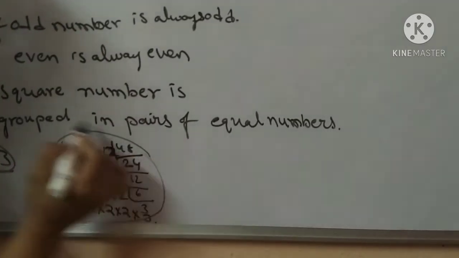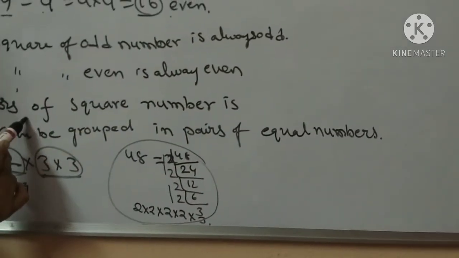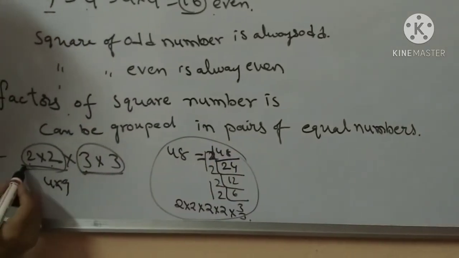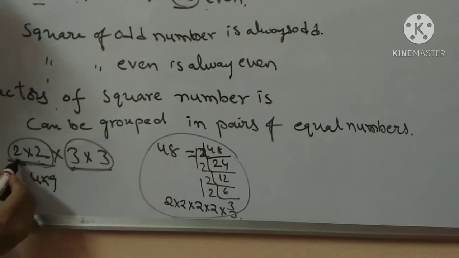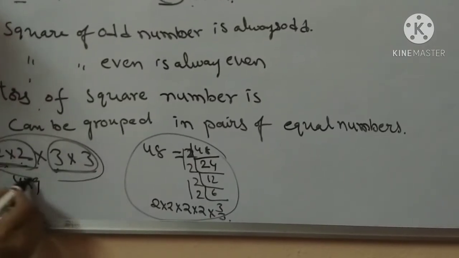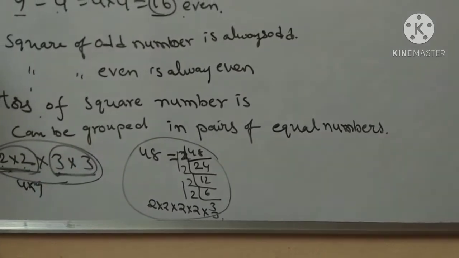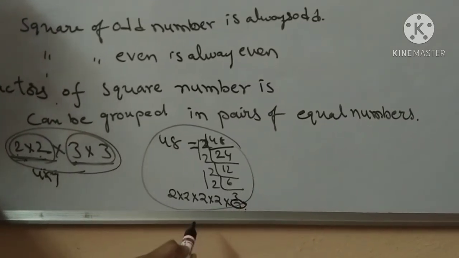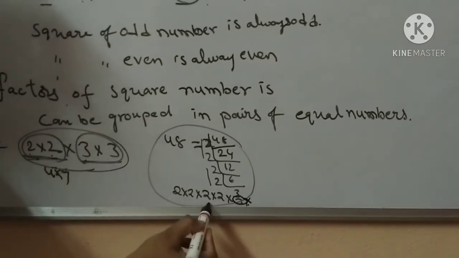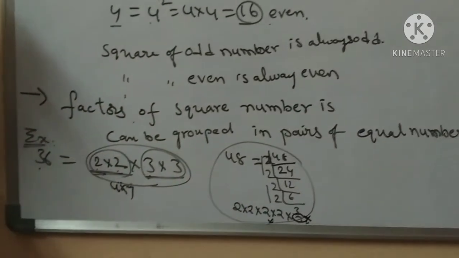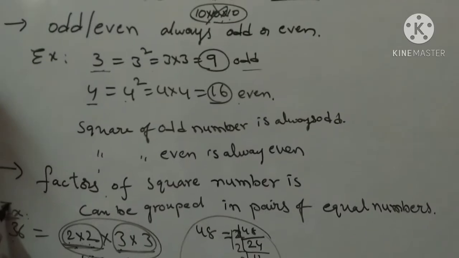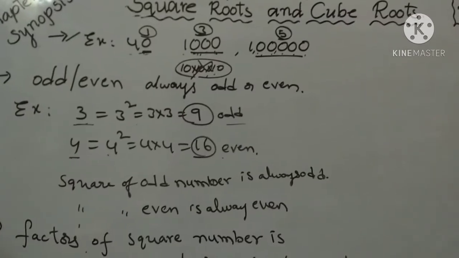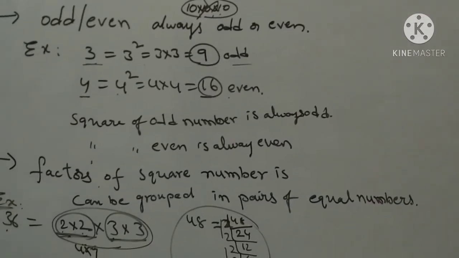It is not possible for the factors of a square number. Factors of every square number can be grouped in pairs of equal numbers. Like this only. Equal pairs of numbers, 2 into 2 and 3 into 3. These types of numbers are called grouped pairs of equal numbers. Okay children? In this problem the 3 is a single digit, a single pair is not there. So that is not a grouped pair. Grouped in pairs of equal numbers. Okay, next property.